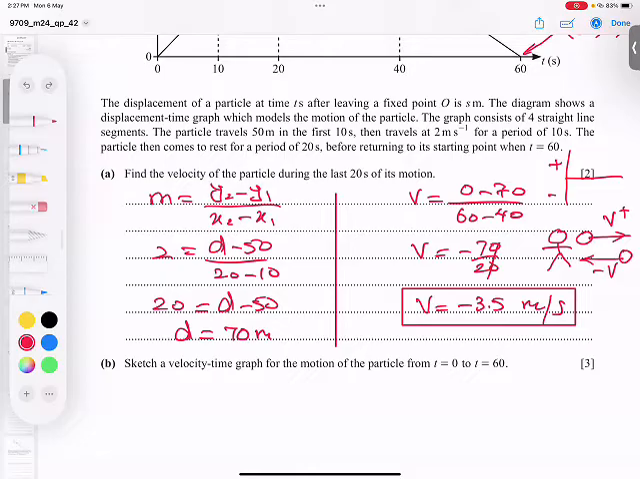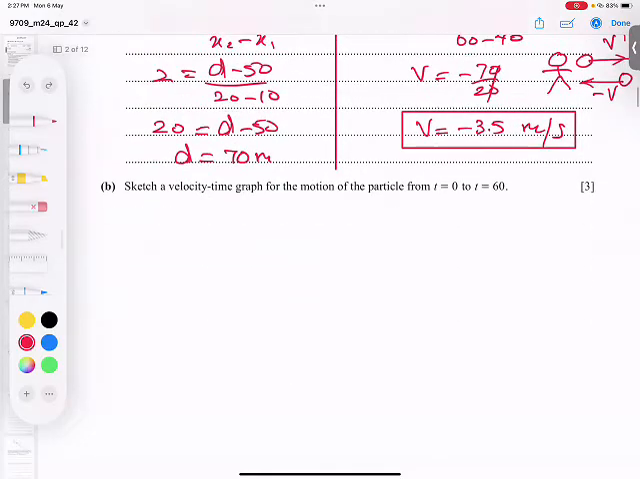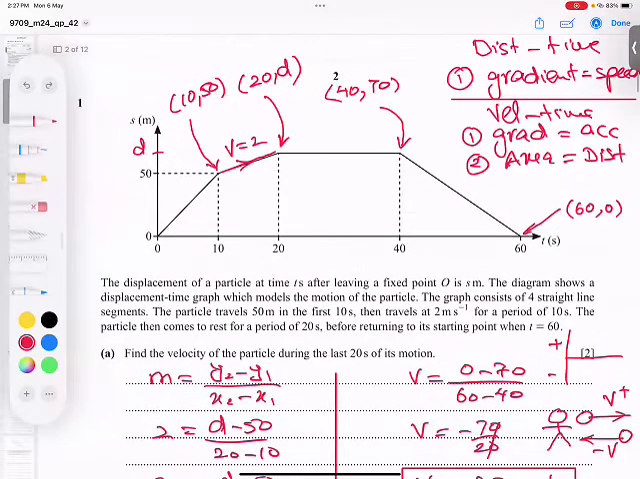Let's move on to the next part. He said, sketch a velocity-time graph for the motion of the whole journey. So what I will do, students, is make the same situation.